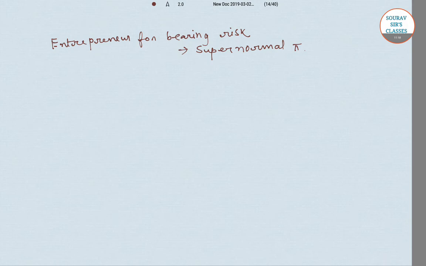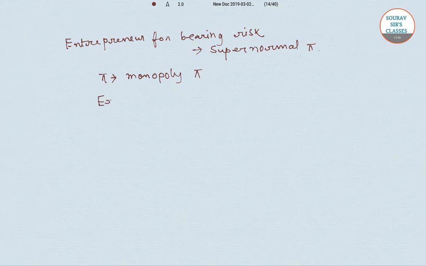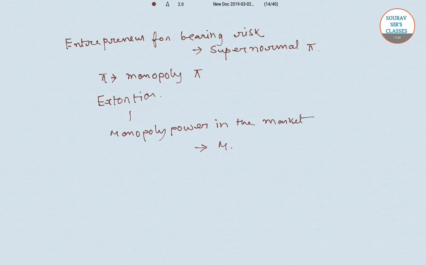Now profit may imply monopoly profit. It is earned by the firm through extortion, because of monopoly power in the market. So it was given by whom? It was given by M. Kalecki.